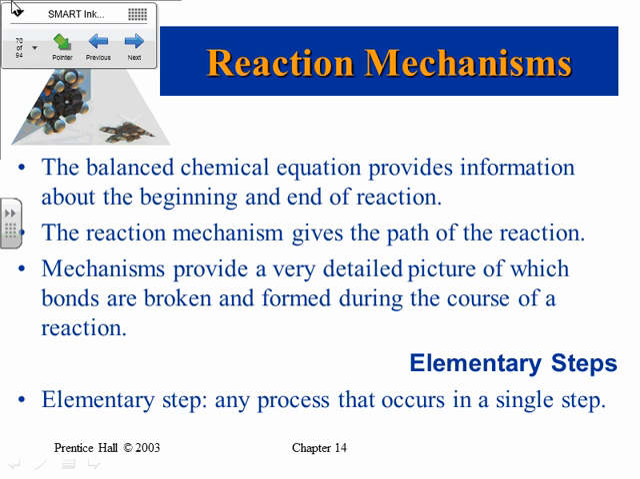A chemical equation really doesn't give you information about exactly how a reaction occurs. It just tells you, here's what we start with, here's what we end with. Okay? The reaction mechanism talks about how exactly it gets from the reactants to the products. So it's a detailed picture of which bonds get broken and formed. Elementary steps are those single steps that happen in a chemical reaction to get you from point A to point B. Okay?